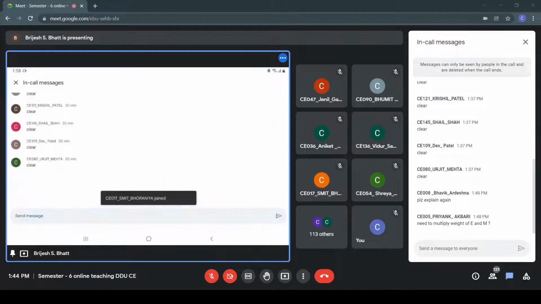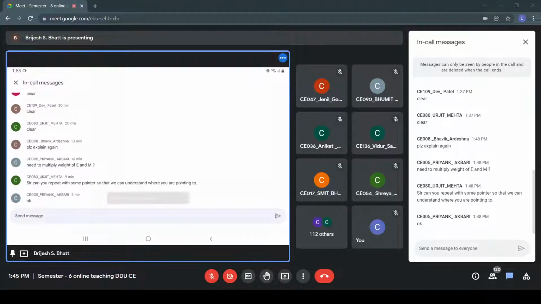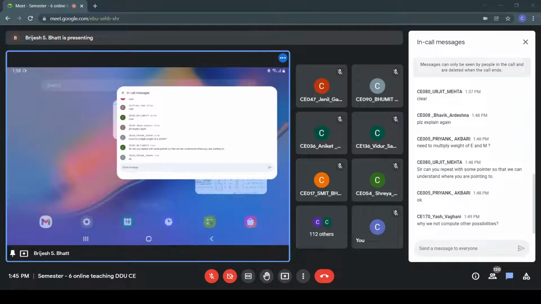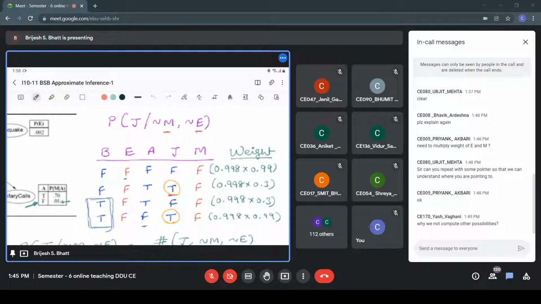Okay, Bhavik says, please explain again. Priyank says, need to multiply weight of E and M. Yes, Priyank, we will need to multiply those weights. Okay, Urjit says, repeat with some pointers. Yeah, maybe you're not able to follow it on the figure. Okay, so let me repeat it with a pointer. Okay, so is the pointer visible now?